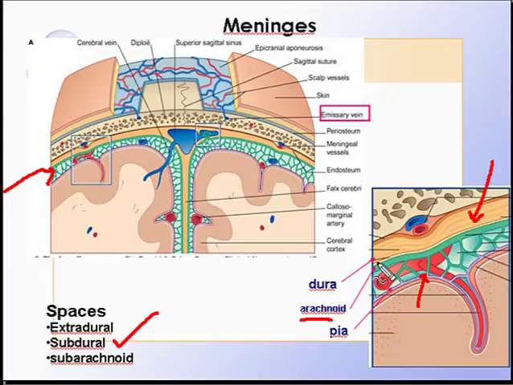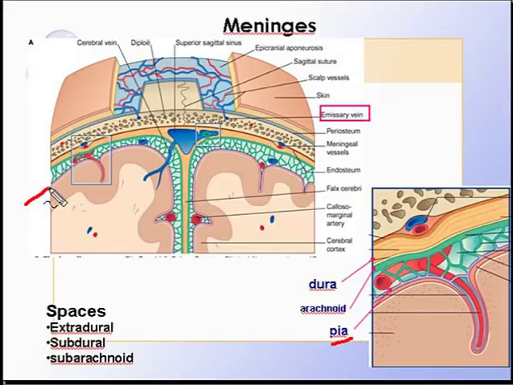Now below the arachnoid mater is a space known as the subarachnoid space, and this subarachnoid space contains cerebrospinal fluid. The innermost layer is known as the pia mater, and so this is the innermost layer, which is the pia mater, and here is the pia mater.